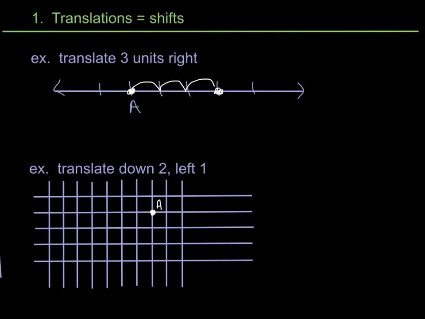Here's my new point, and typically after you perform some kind of transformation, you use the same letter, but put a little tick mark next to it. So when I translate A, 3 units to the right, it goes 1, it goes 2, it goes 3, and becomes A prime. Okay, second example, take point A and translate it down 2. So down 2 looks like this. And then left 1. Left 1 puts me here. So here becomes my new A prime. Okay, and those are both examples of translations.